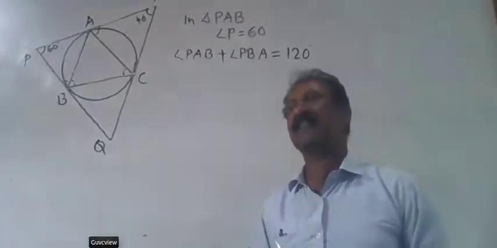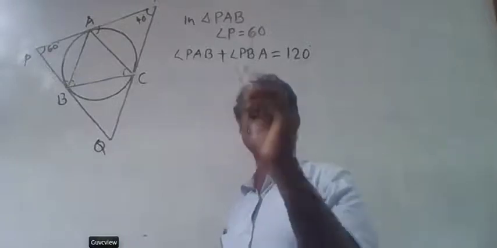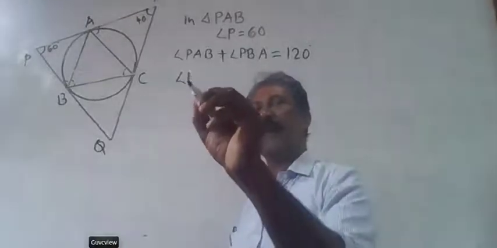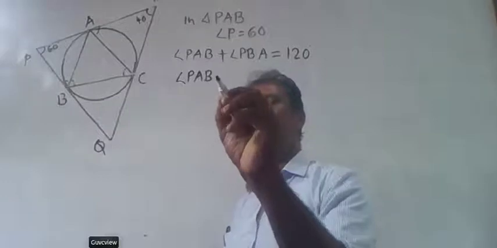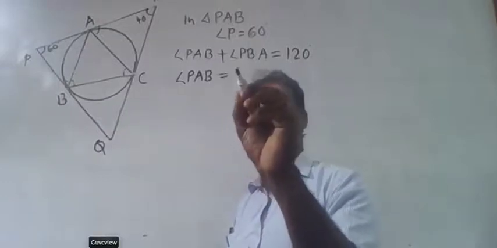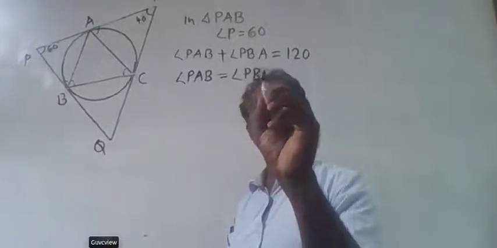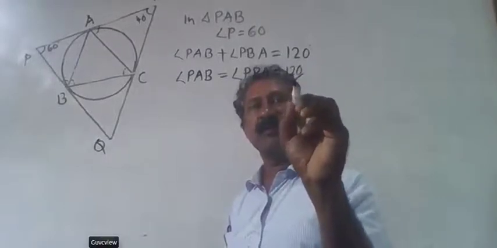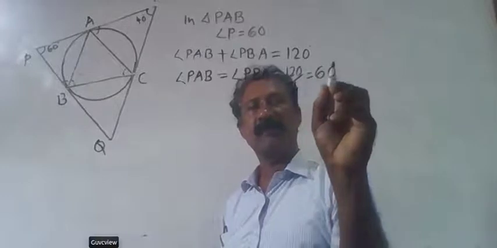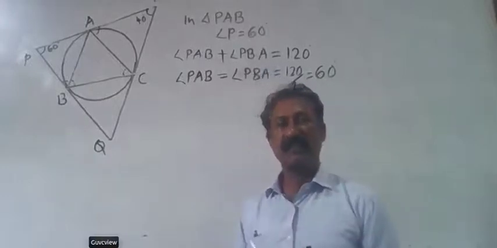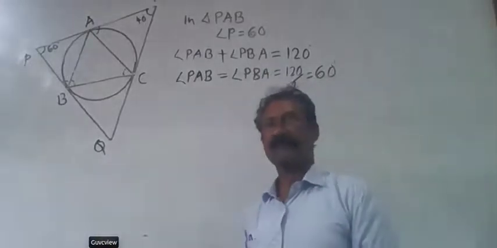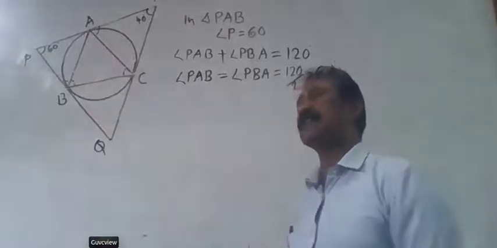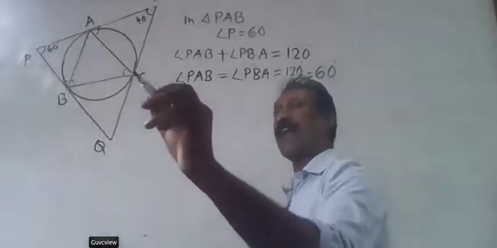But these two angles are equal, because we know PA and PB are tangents. Therefore, we can write angle PAB equal to angle PBA. Angle PAB plus angle PBA equal to 120 degrees. Both angles are equal. Therefore, each angle equals 120 by 2, which is 60 degrees. Therefore, angle PAB equals 60 degrees.